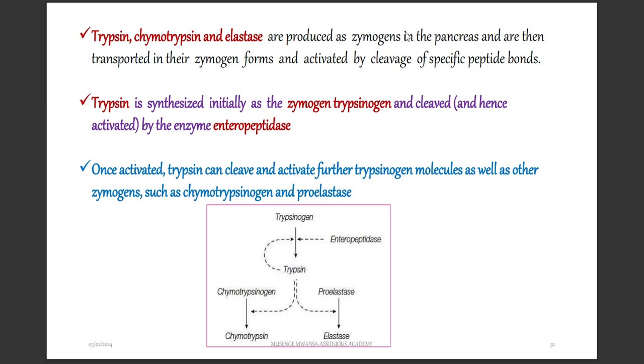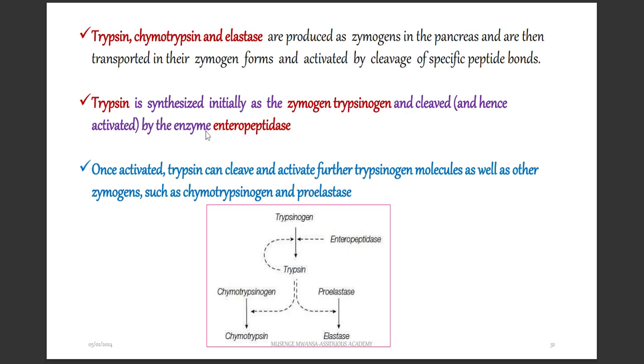So what happens is that when they are produced, they are transported in their zymogen form, in their inactive form, and then they are activated after you cleave or break off some bonds, some peptide bonds, remember, because these are proteins. So trypsin is synthesized initially as a zymogen, trypsinogen. You are going to understand this one in GIT physiology. The body will produce trypsinogen. Trypsinogen is then broken down to form trypsin. Now trypsin is the active form of trypsinogen, which is the zymogen.